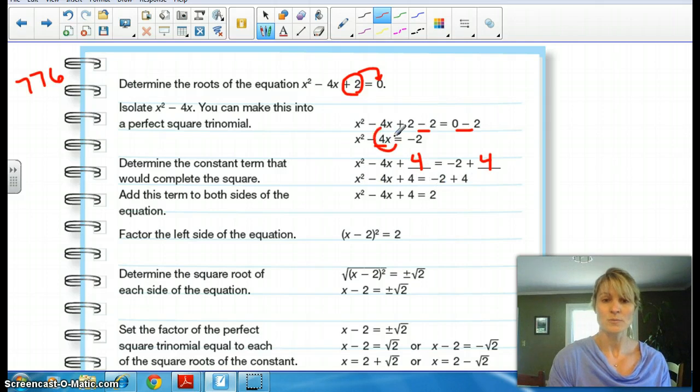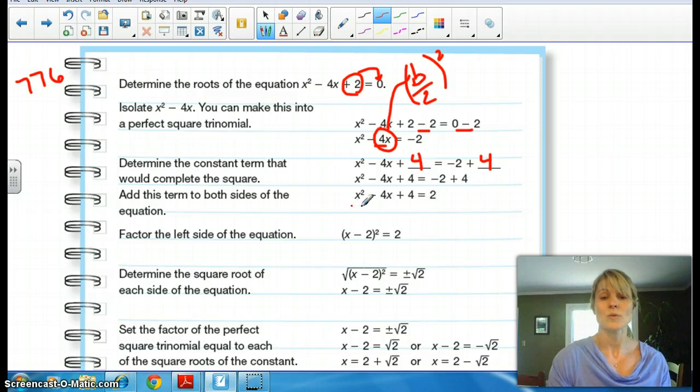So we want to remember the rule is to take that middle term, you take the b, okay, and then we're going to half it, so we're going to divide it by 2, and then we're going to square the answer to get the c here, okay? So 4 divided by 2 is 2, 2 squared is 4, we add 4 to both sides. So we're going to do some simplifying. -2 plus 4 is 2.